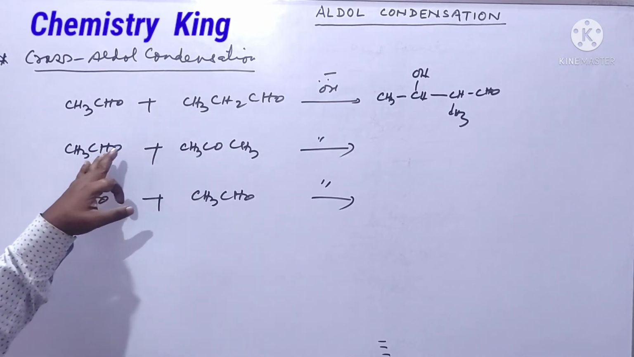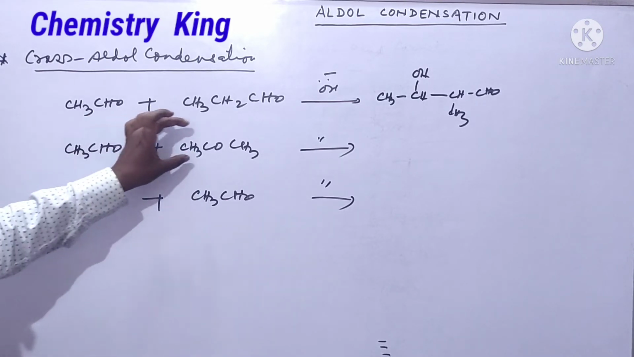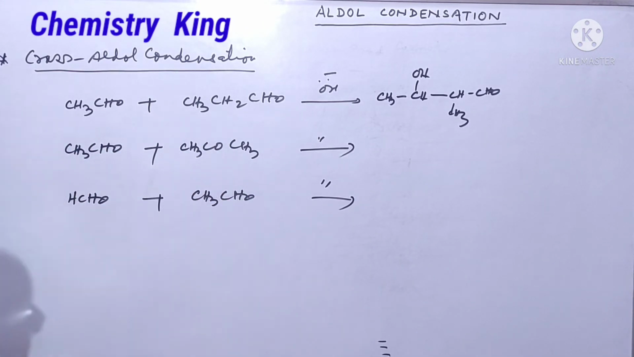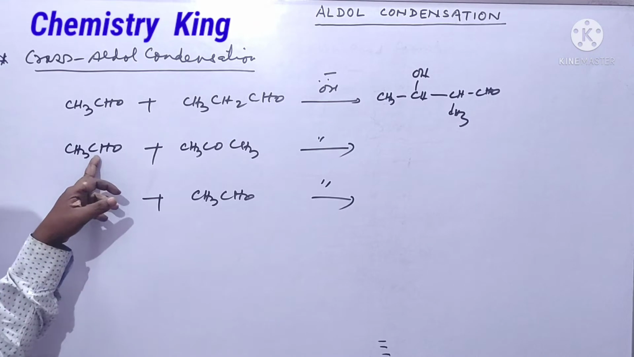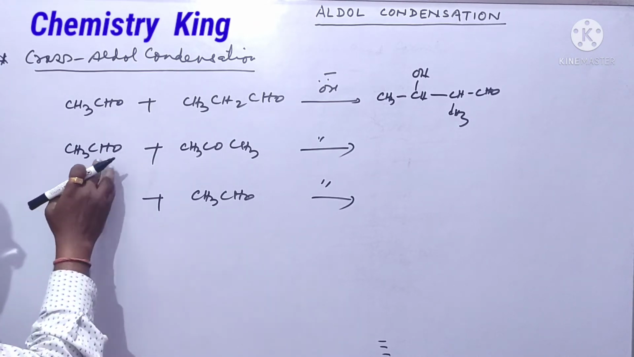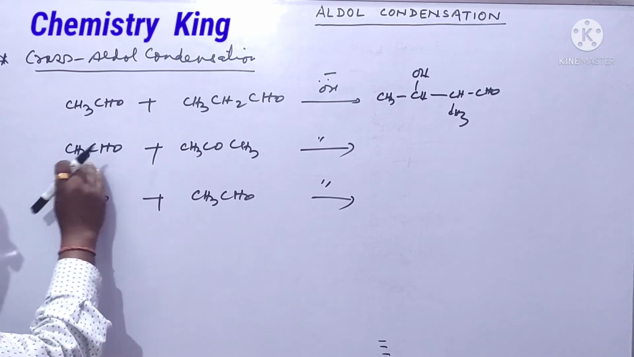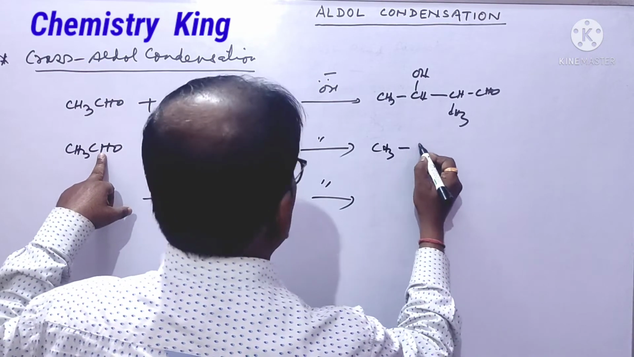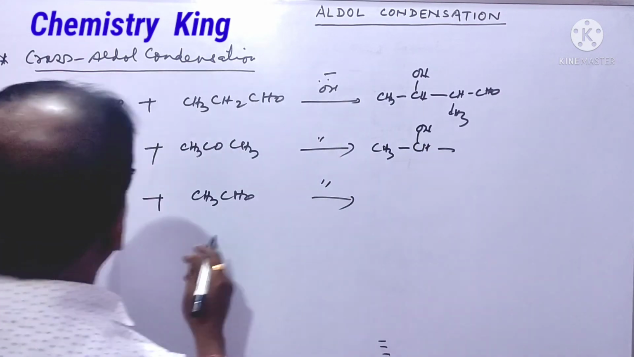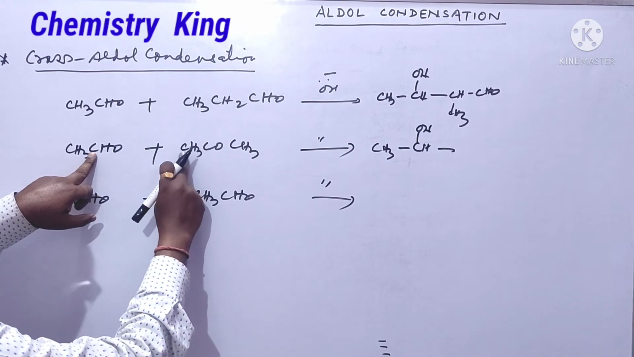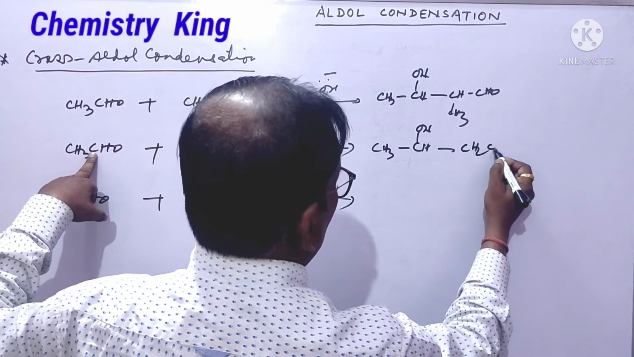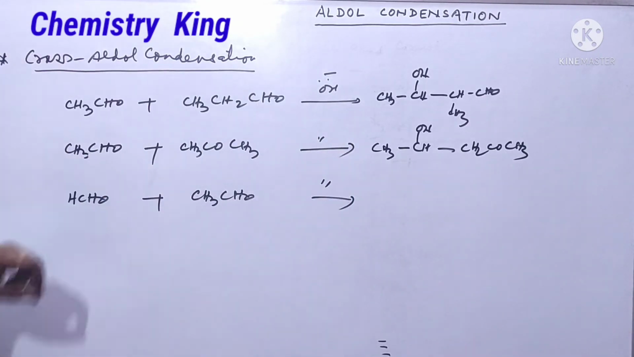Here, in a similar fashion, acetaldehyde is more reactive than acetone. Two methyl groups will push electrons and decrease the delta plus charge, and here only 1 methyl group is there. So this carbon is more prone to nucleophilic attack. In general, we say that acetaldehyde is more reactive than acetone. So you will get CH3 CHOH. This carbon gets attached with this carbon. Negative charge will be here. So CH2 COCH3. This is the major product.